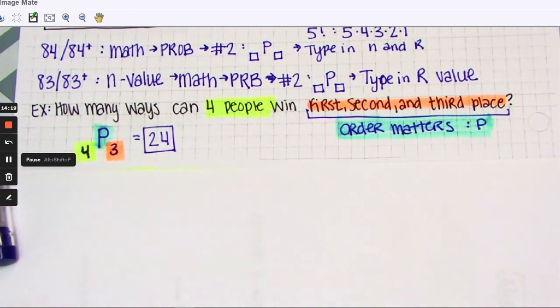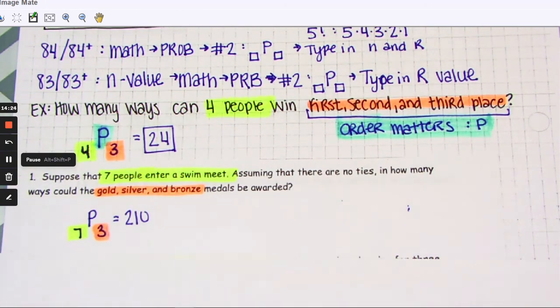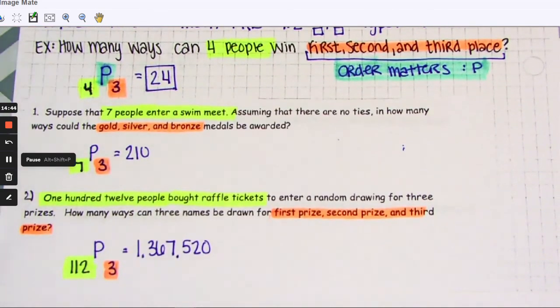All right, on our next problem, it says there are 7 people at a swim meet. You want to know how many ways people can win gold, silver, bronze. Notice it says no ties. That means only one person is going to win gold, only one person silver. So there are 210 different possibilities. On our next one, 112 people bought raffle tickets. Only 3 names are going to be drawn for first prize, second prize, third prize. So there are 1,367,520 different ways people could win. The odds of you winning are probably a little slim.